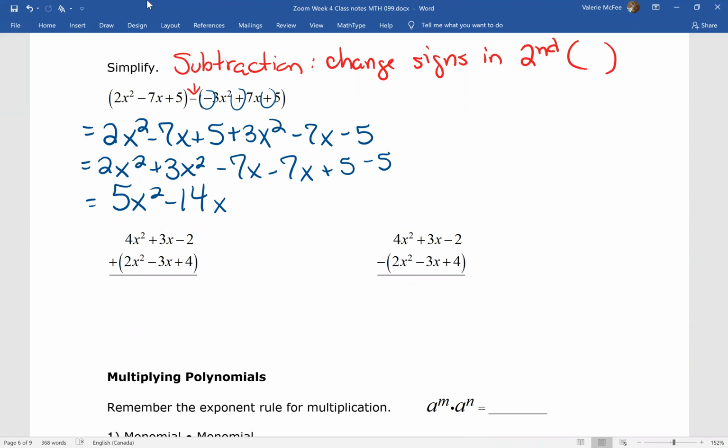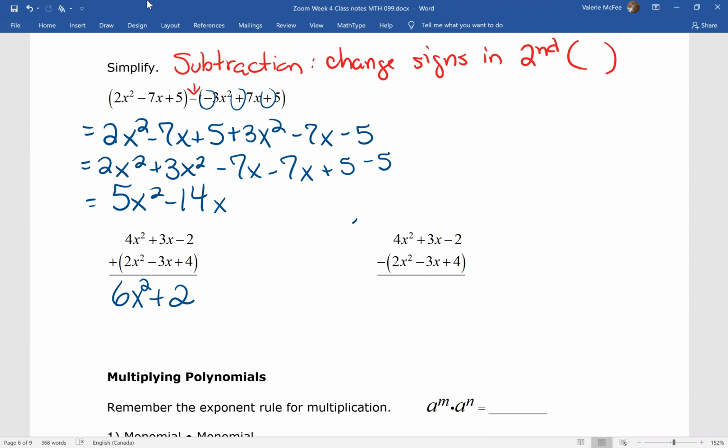So the first one, I can just go ahead. 4x squared plus 2x squared is 6x squared. Keep the variable and its exponent. 3x minus 3x is 0. I don't need to write that there. Negative 2 plus 4 is plus 2.